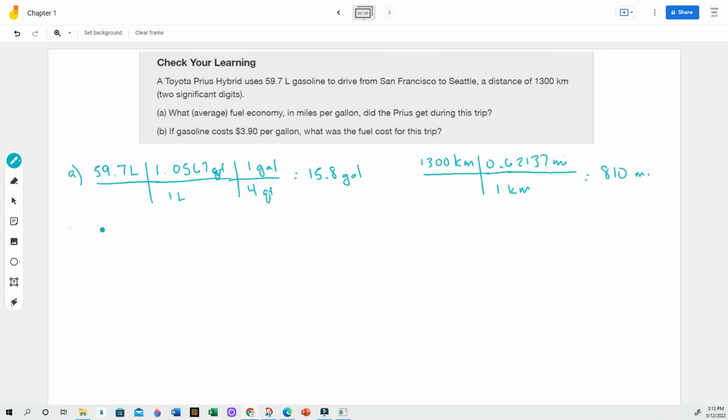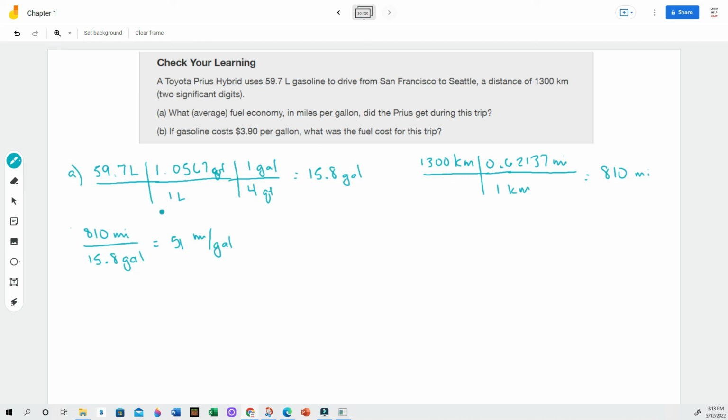So now to get the miles per gallon, I am going to take my 810 miles divided by my 15.8 gallons, and I get 51 miles per gallon. Let's again check our sig figs. So my numerator has 2 sig figs, my denominator has 3, so my answer should have 2 sig figs, and yes, it has 2 sig figs.